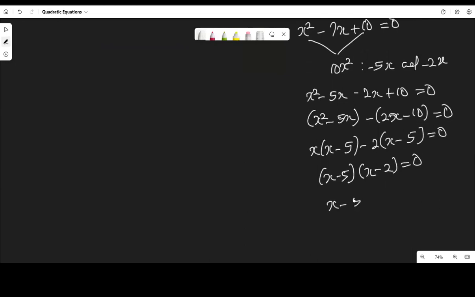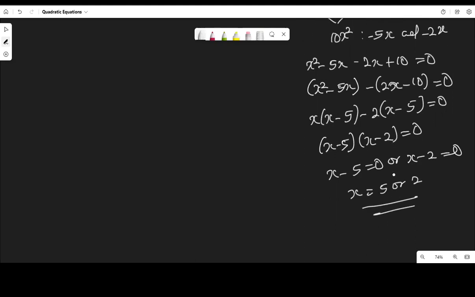Either x minus 5 is equal to 0 or x minus 2 is equal to 0. Hence, x is 5 or 2. That is, minus 5 crosses to this side, which is 0 plus 5 gives us this. The same thing, minus 2 crosses to this side, 0 plus 2 gives us 2. So our answer is 5 or 2.